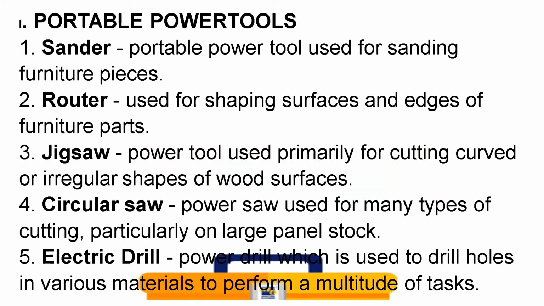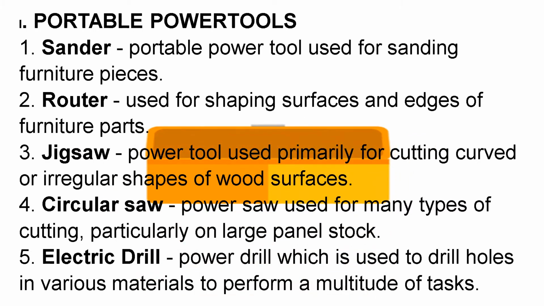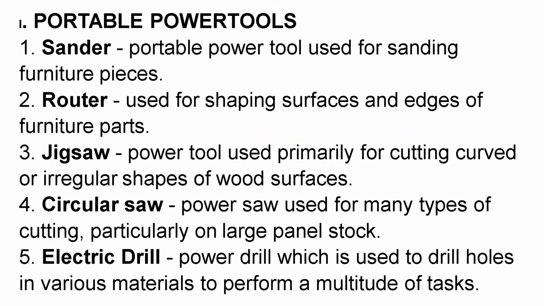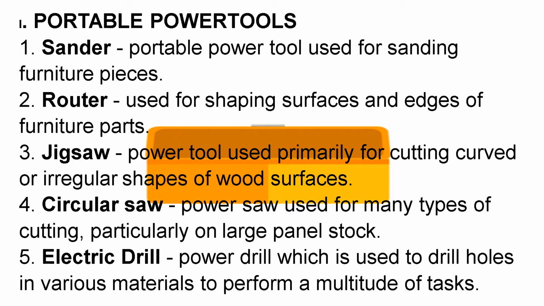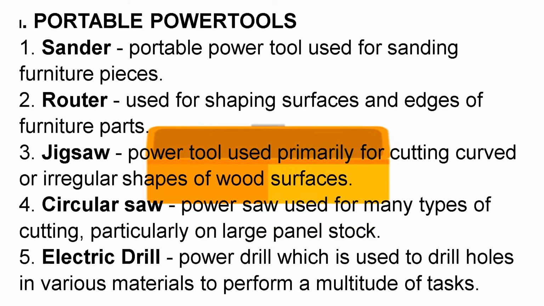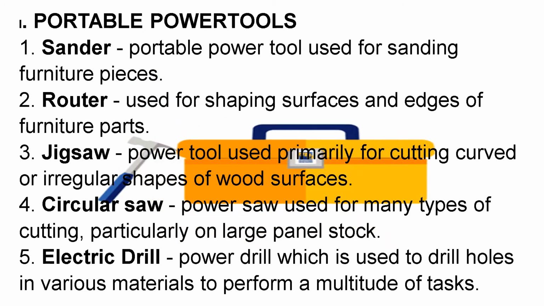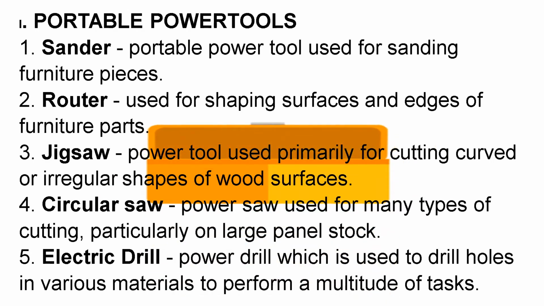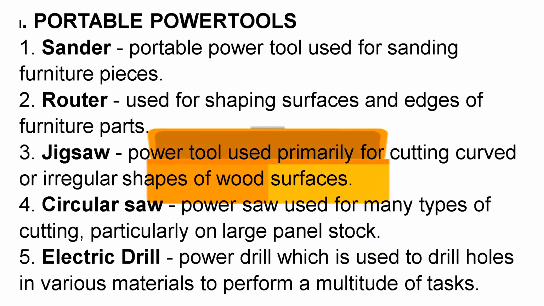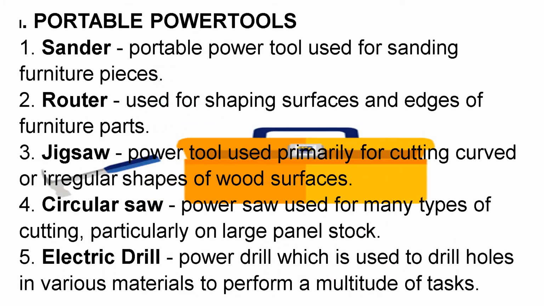Portable power tool used for sanding furniture pieces. Router, used for shaping surfaces and edges of furniture parts. Jigsaw, power tool. This is used primarily for cutting curved or irregular shapes of wood surfaces. Circular saw. These tools are used for many types of cutting, particularly on large panel stock.